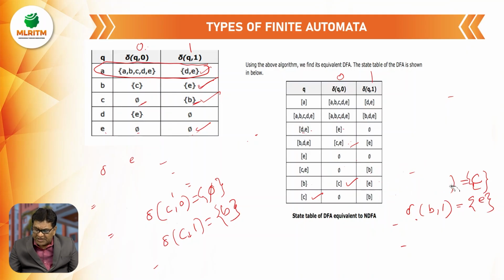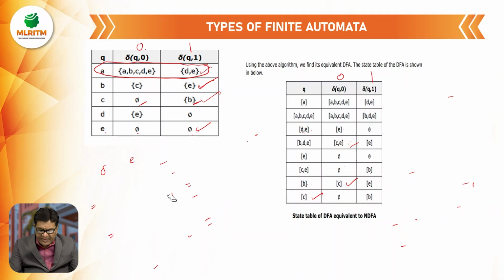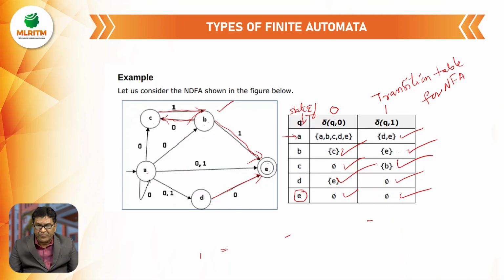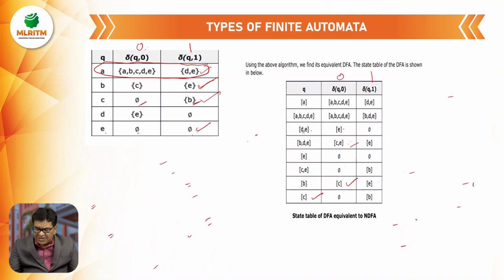Now draw the transition diagram. Previously, the transition diagram for the NFA was given. By using the transition table of the DFA, we want to draw the transition diagram. See, it is very simple. How many states are there? 1, 2, 3, 4, 5, 6, 7, 8 states are there. Previously, there were only 5 states in the NFA.